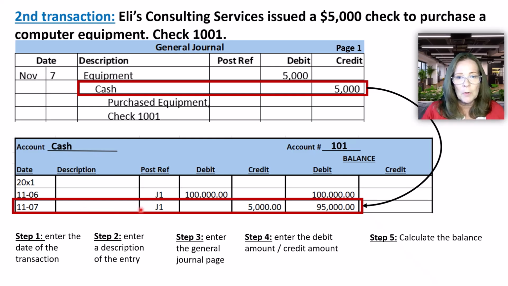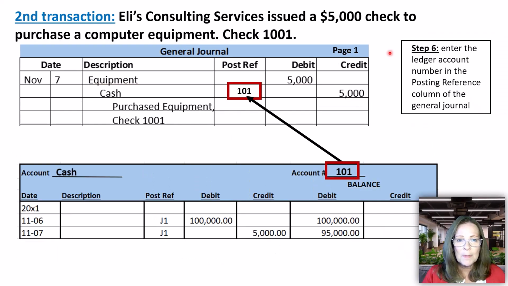Step 3 of the posting process requires us to write the page number on which the general journal was recorded into the posting reference column of the cash account, and we write J1 in the space to represent journal page 1. In step 4, we write the credit of $5,000 into the credit column, and in step 5, we will calculate the balance of the account, which had $100,000 after the first transaction, and we now calculate the new balance of $95,000.